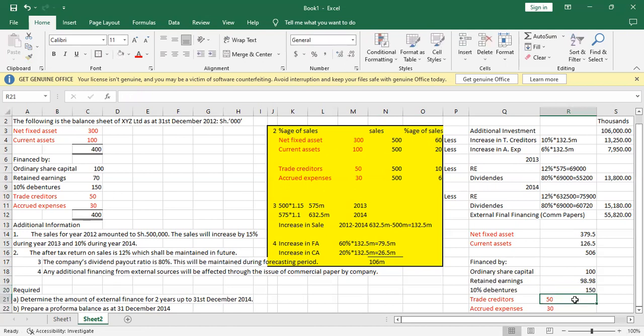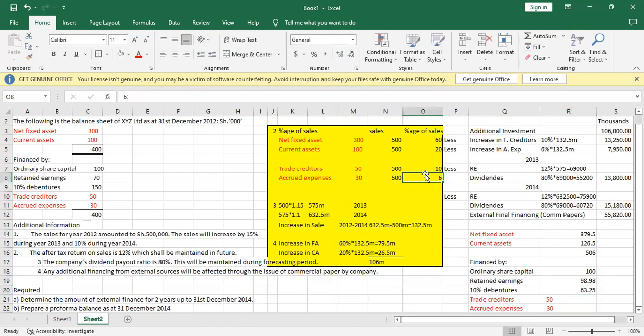Then we go to the trade creditors. Trade creditors was 10% of 632,500. 10% of 632,500 is 63,250,000. So 63.25. And then I have the accrued expenses.